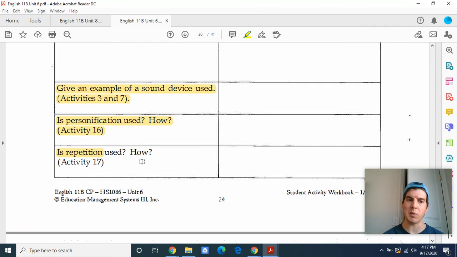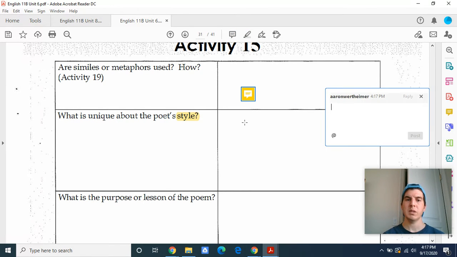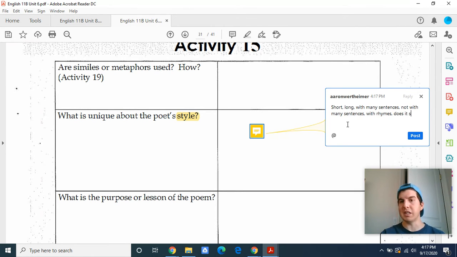Is repetition used? Do they repeat themselves? Are there similes or metaphors? And what do you think is unique about the poem's style? When we say the style, we're saying, is it written short, long, with many sentences, not with many sentences, with rhymes? Does it sound like a person is talking? Are they talking fast or short? Are they interesting or not? What do you think about the style of it?